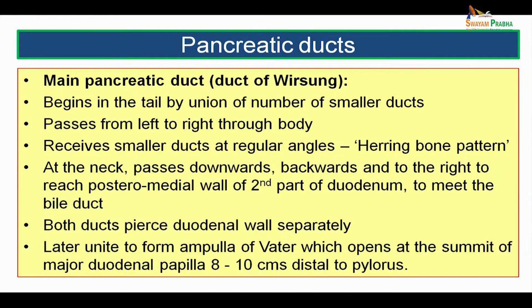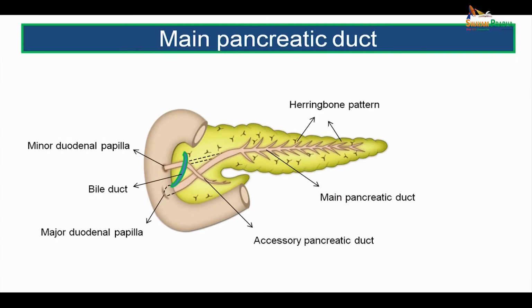Both these ducts pierce the duodenal wall separately, and later they unite to form the ampulla of Vater, which opens at the summit of the major duodenal papilla, which lies 8 to 10 centimeters distal to the pyloric end of the stomach. This picture shows us the main pancreatic duct, which begins at the tail, proceeds from left to right, receives the smaller duct at regular angles, showing the herringbone pattern.